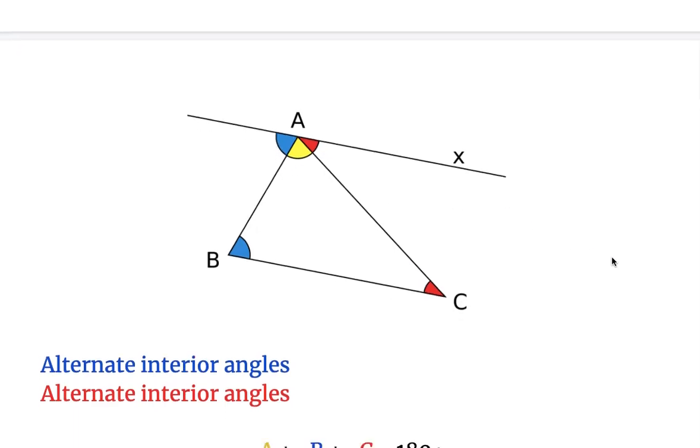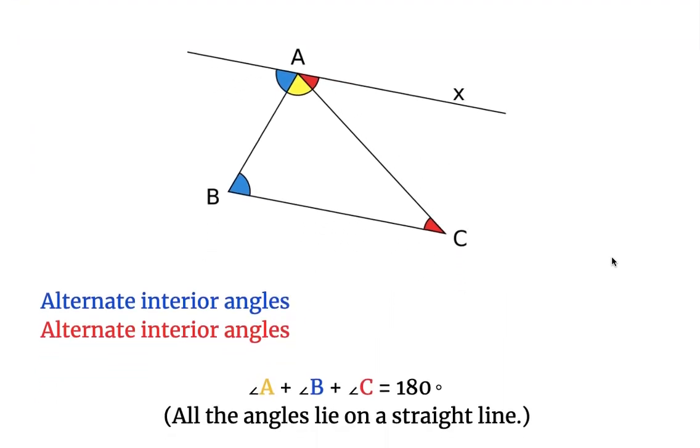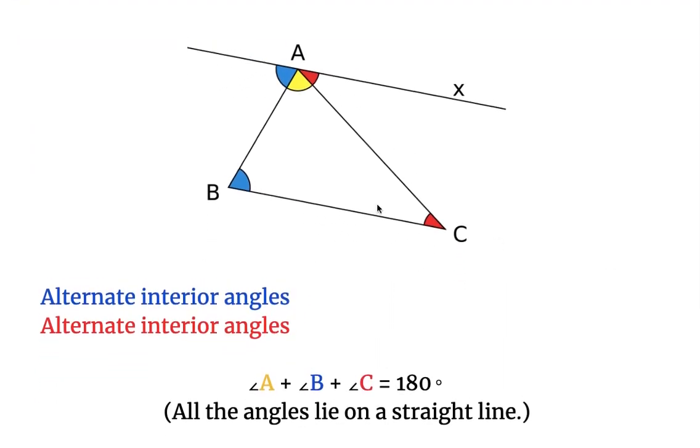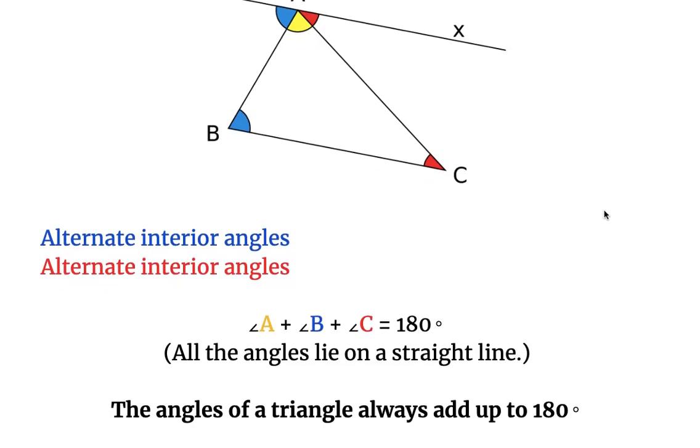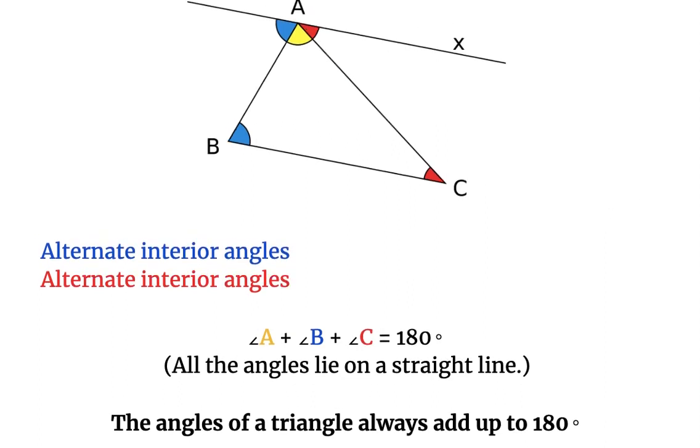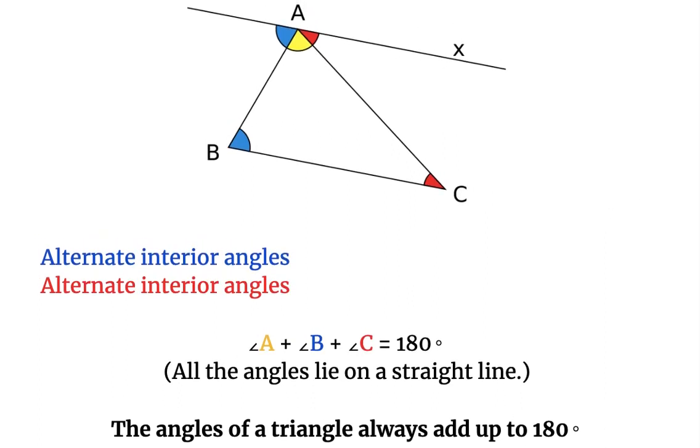So that should tell you what number they add up to. And that is 180 degrees. Because after we rotate and translate and move them up, they create a straight line, which is equal to the measurement of 180 degrees. So that tells us that the angles of a triangle will always add up to 180 degrees.